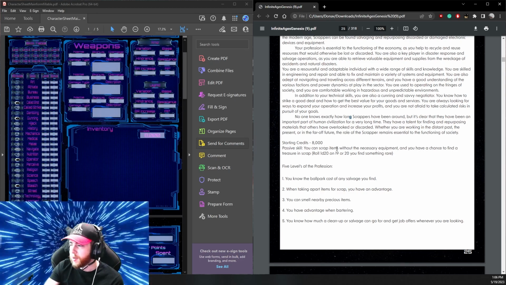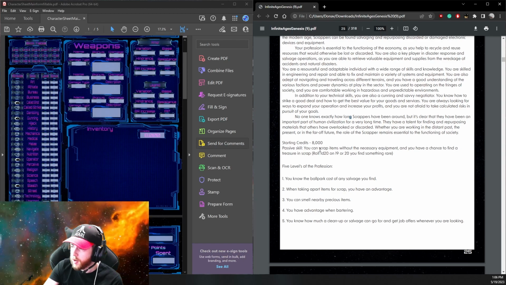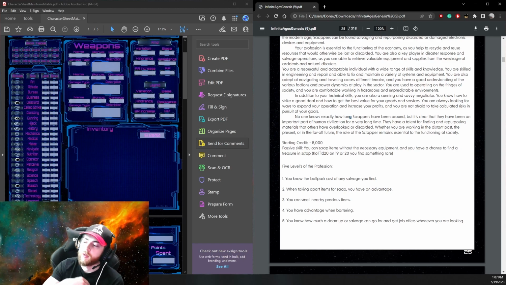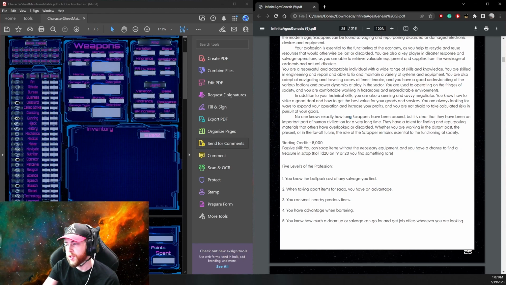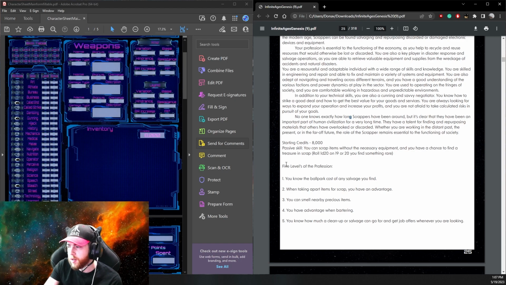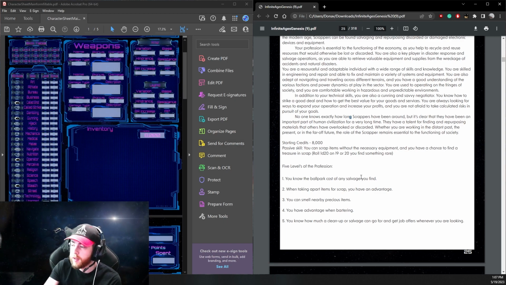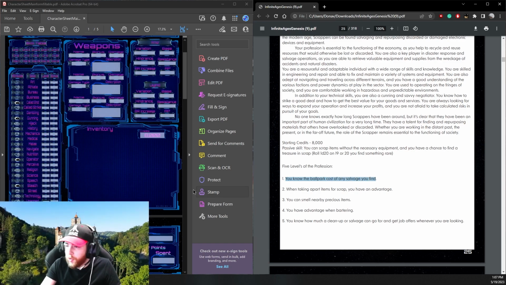Passive skill: you can scrap items without the necessary equipment, and you have a chance to find a treasure in scrap. Roll 1d20; on a 19 or 20, you find something rare, which is literally just a little bit of flavor text. And then you always start your profession at level 1. So we also know the ballpark cost of any salvage you find. And if you own the book, you can just Control C.